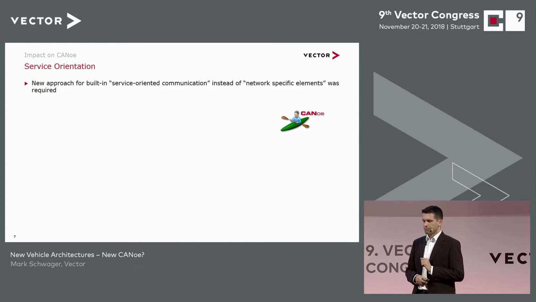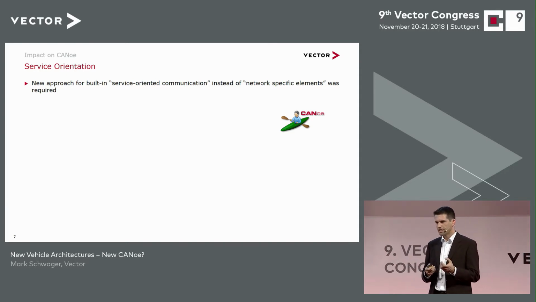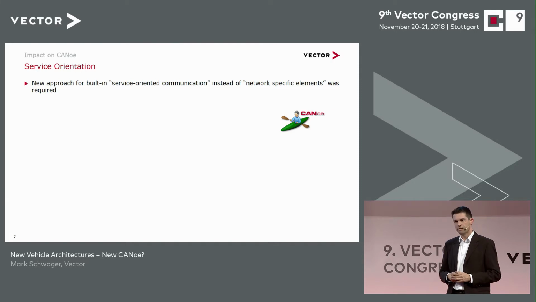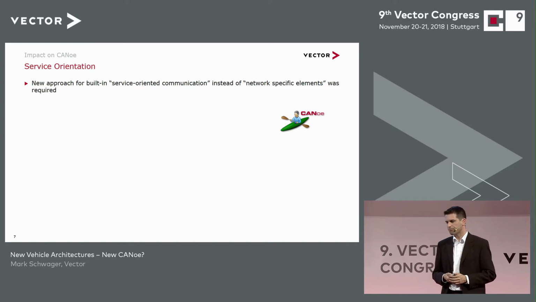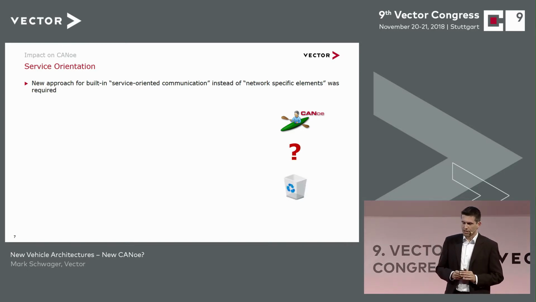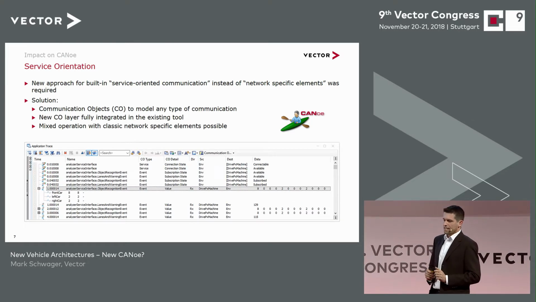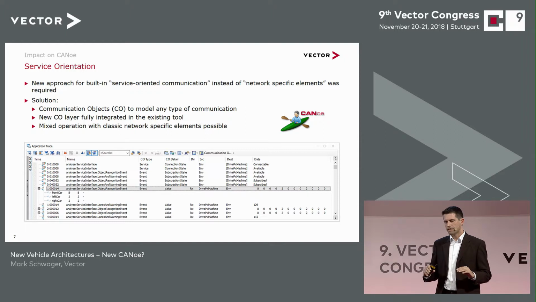But how is it going to work with the service orientation? Here we have to go towards the opportunity of having native service-oriented communication in the tool. Of course, this task is different from before, where we rather took network-specific elements. Buzzword here, CAN frame. And my provocative question was, do we maybe need another tool here? Of course we don't. We found a solution which we call the communication objects.